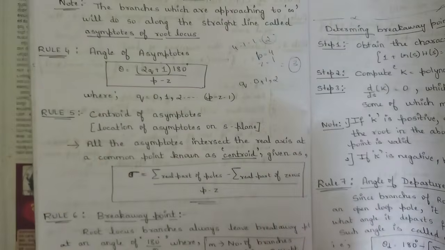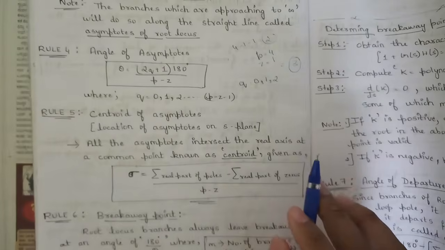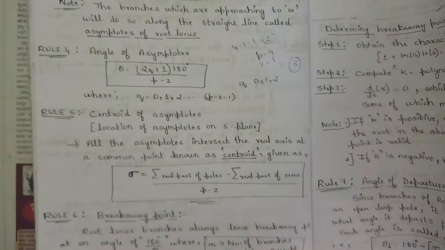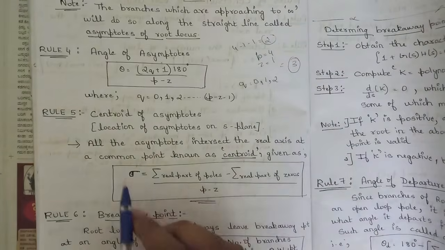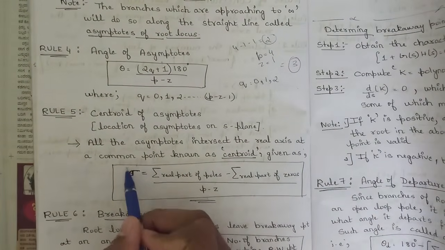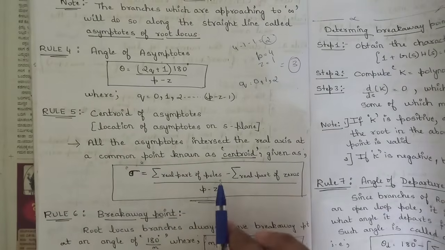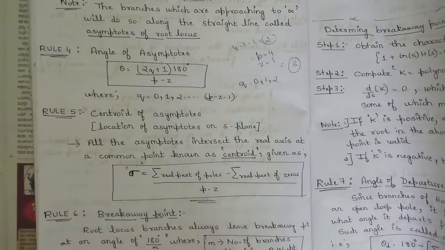So now let's see what the centroid of asymptotes is. It is basically the location of asymptotes on the S-plane. All the asymptotes intersect the real axis at a common point known as the centroid. It is represented as sigma centroid, and its formula is the summation of the real part of poles minus the summation of the real part of zeros, divided by the number of poles minus the number of zeros.